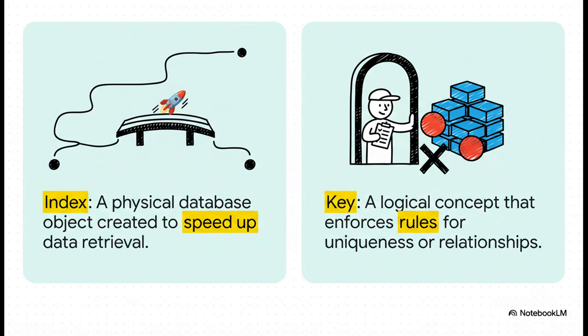First things first, let's clear up a super common point of confusion. What's the difference between a key and an index? Think of it like this. A key, like a primary key, is a rule. It's a logical concept that enforces something, like making sure every ID is unique. An index, on the other hand, is a physical performance tool. It doesn't enforce rules. It's a super fast lookup table the database uses to find your data in a flash.